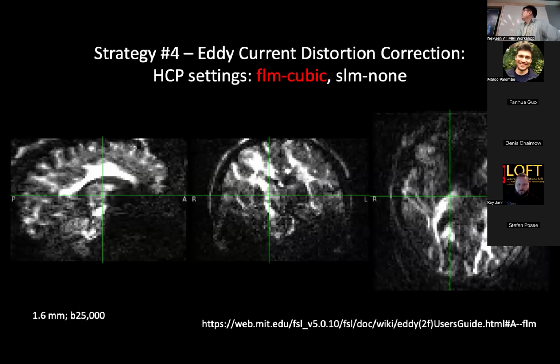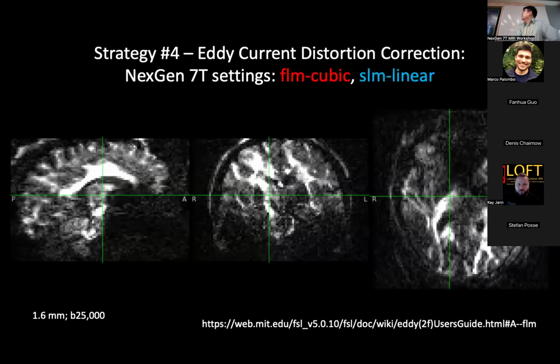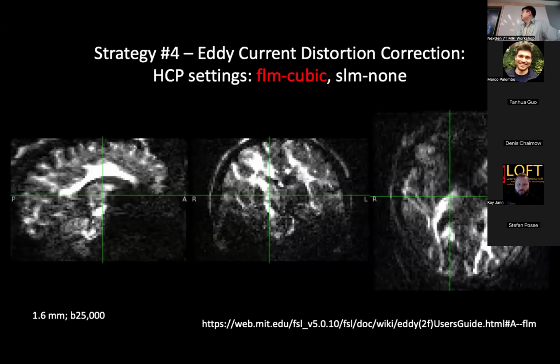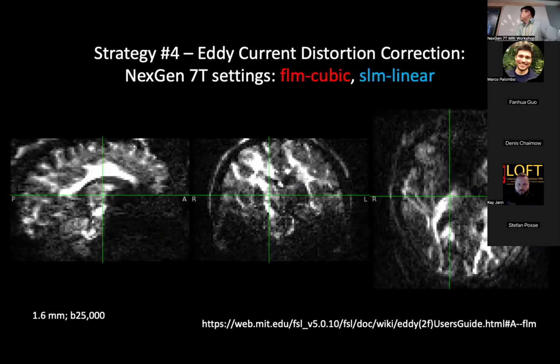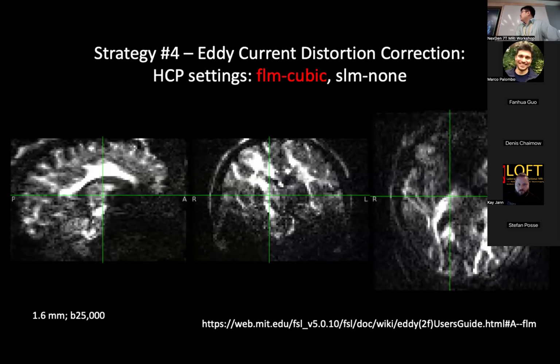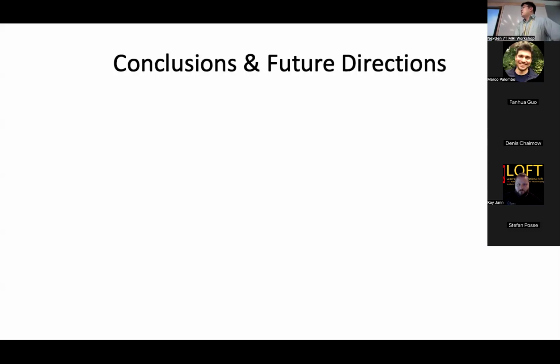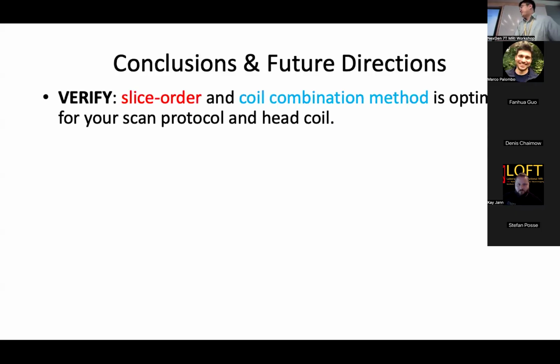Then what if we actually turn on the second level modeling to linear? Similarly, you have a pretty big effect. So the key takeaway is to optimize. I'll go through all the key takeaways right now.